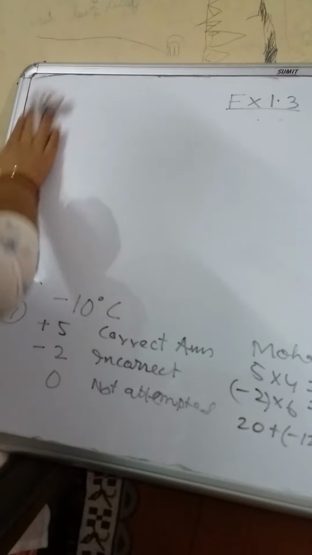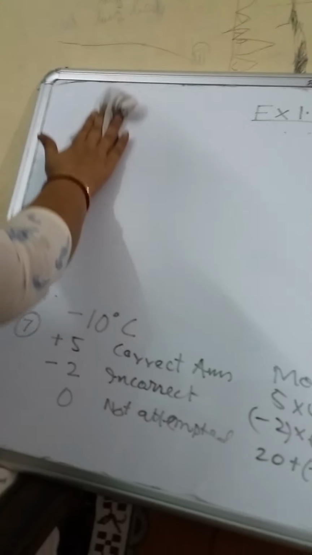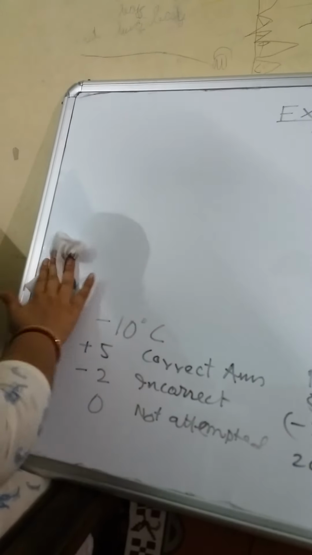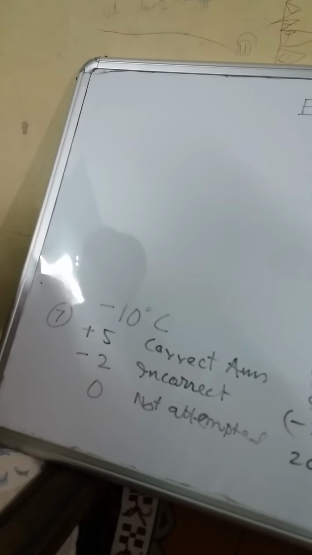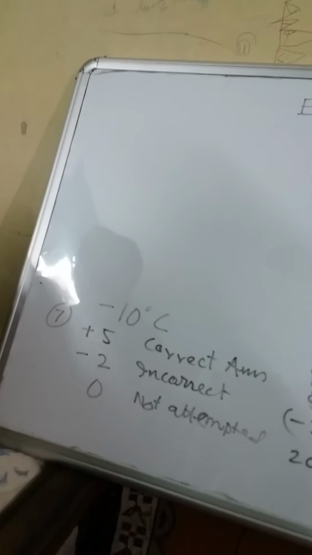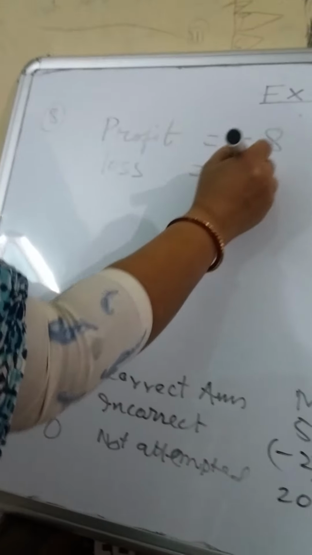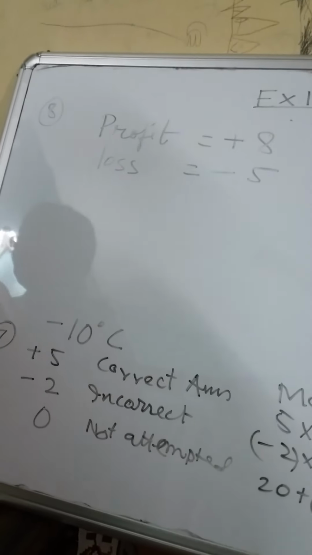Next is question number 8. A cement company earns a profit of ₹8 per bag of white cement sold and a loss of ₹5 per bag of grey cement sold. Okay, you know that for profit, it is a positive integer, that means +8, and for loss it is a negative integer, that means -5.